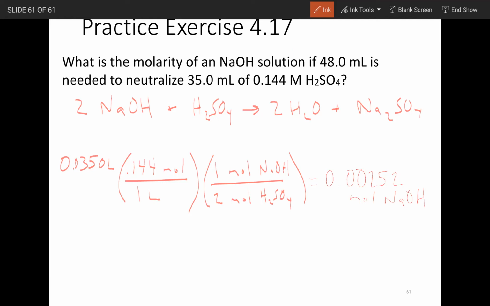We have the volume of it. So what we can then do is just take 0.00252 moles divided by 48 milliliters, but we'll want to convert it to liters first. So we'll have 0.0480 liters. And then what we'll see there is divided by 0.048.